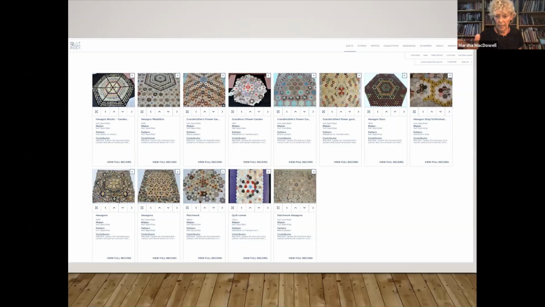And so, yes, and I should note these collections of quilts are mostly of colonial, not indigenous, but of colonial material culture. And not many museums have collected contemporary quilts.